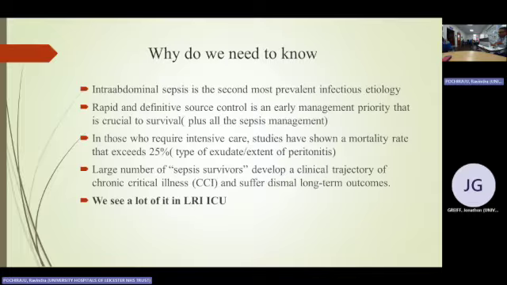But what is unique is that without rapid and definitive source control, everything else that you're doing to deal with sepsis, like antibiotics, fluids, inotropes, organ support, is not going to work, which is a bit different from, say, pneumonia, where it is buying time for things to stabilize. So source control is vital in these patients, and despite everything that's happening, the mortality for patients in intensive care is still close to about 25%.